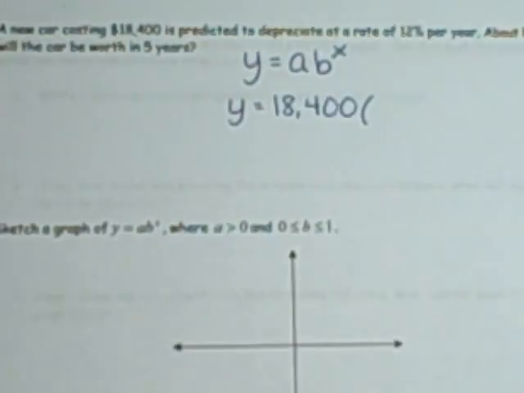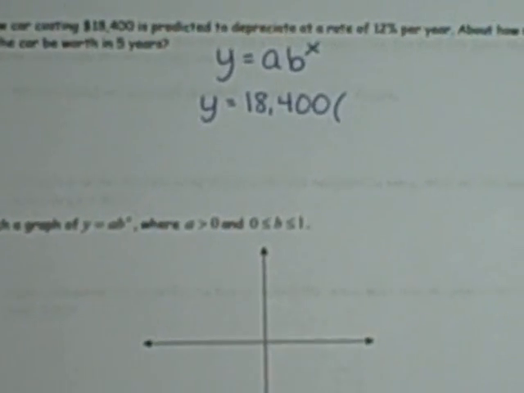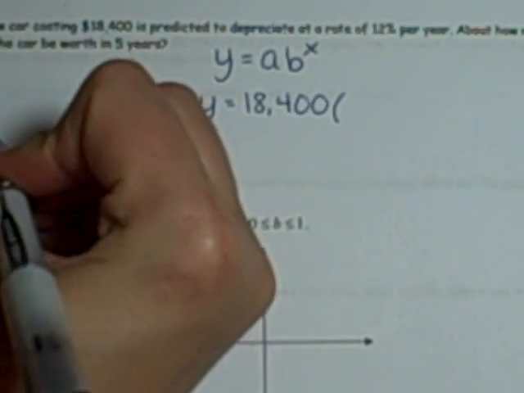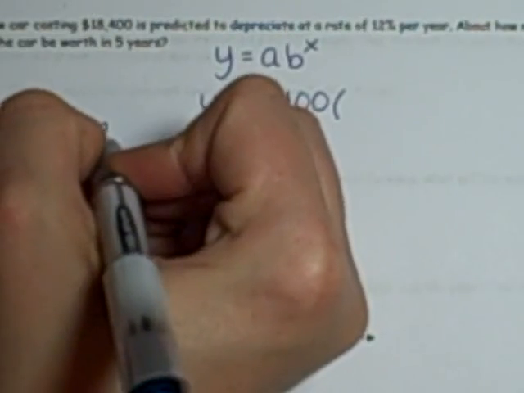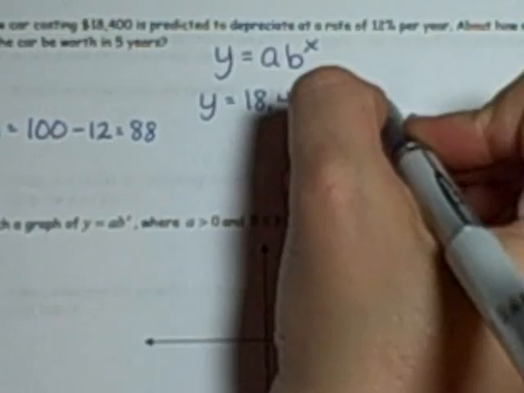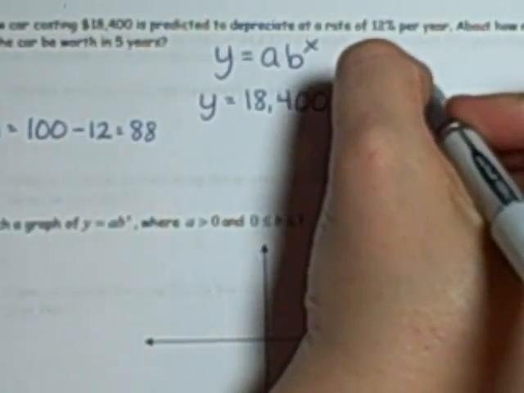Now the growth factor on this one is the trickiest part because it tells you that you depreciate at a rate of 12% per year. But remember that you don't really care about what you're losing. What you care about here is what you're keeping. So if you're losing 12% per year, you're keeping 88%. And really what I did there is I just did 100% minus 12 and got 88%. So my growth factor is 0.88, and then it'll be to the power of time, which is 5 years.